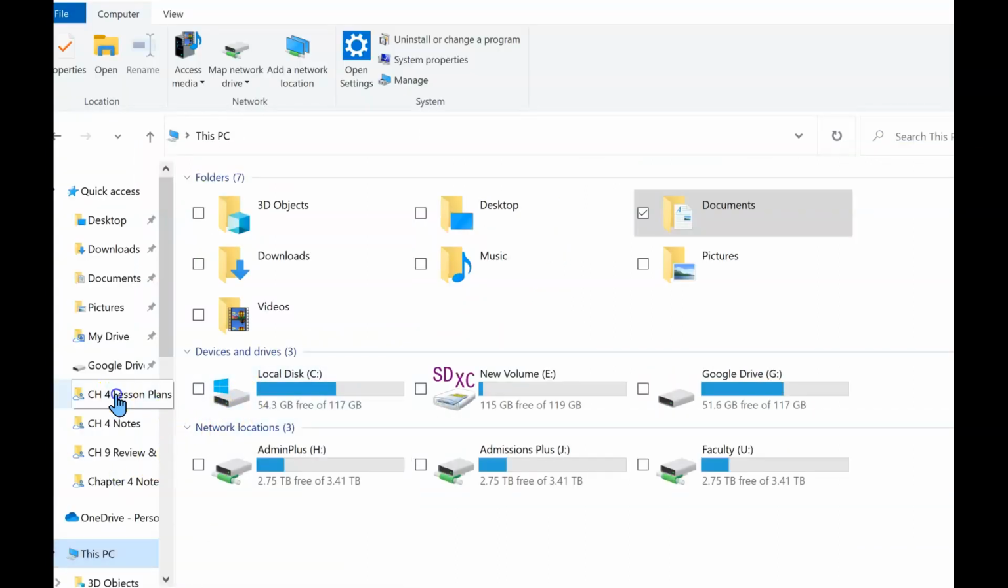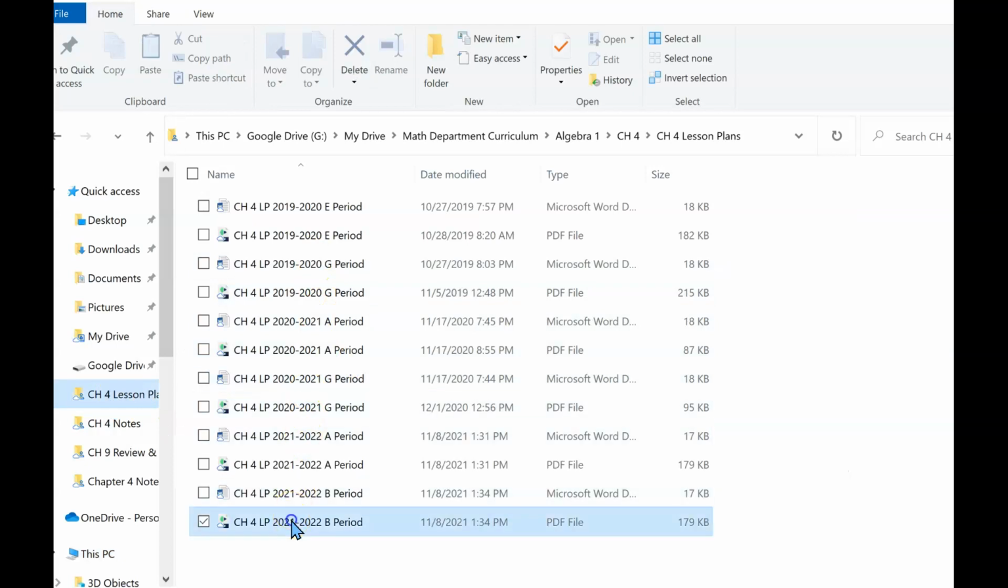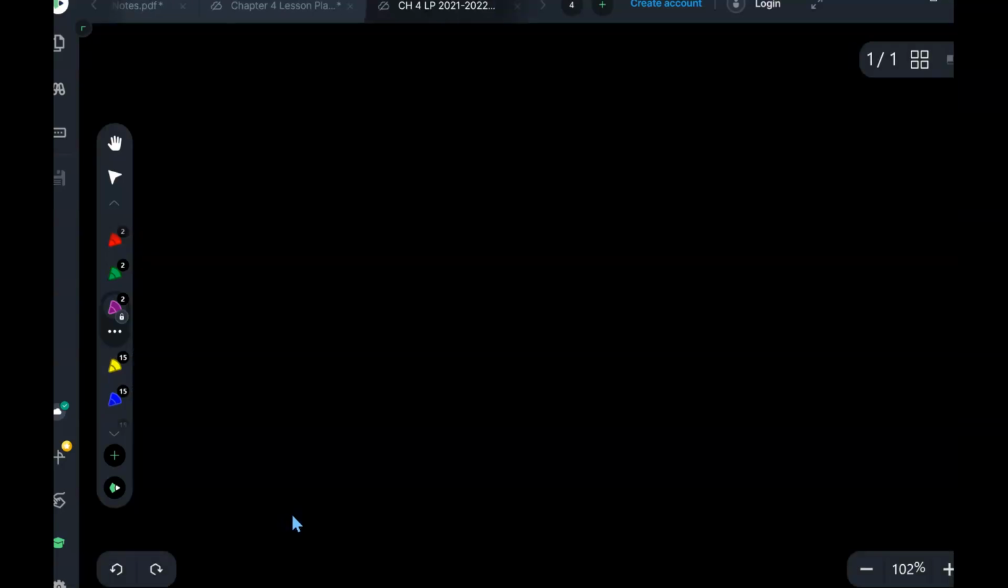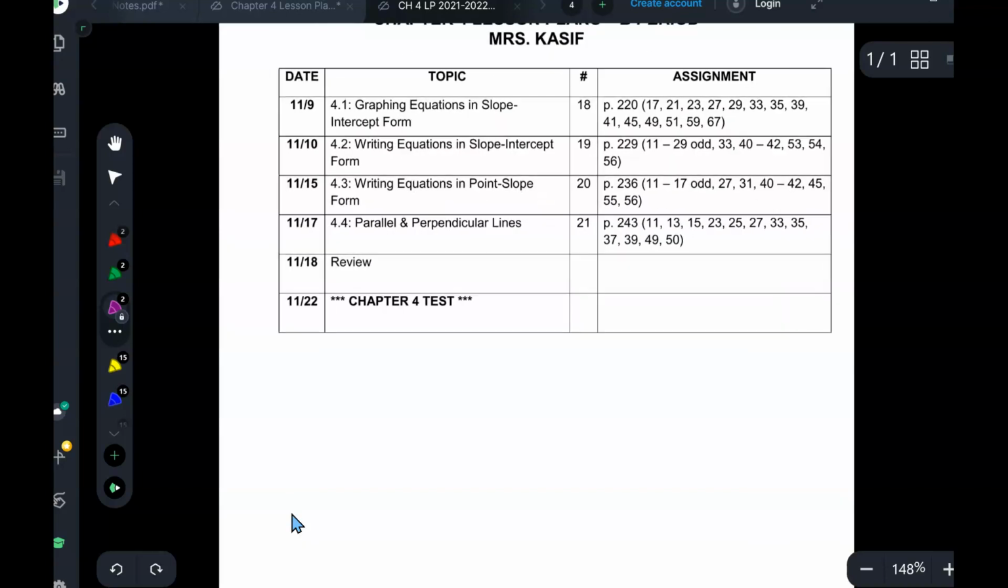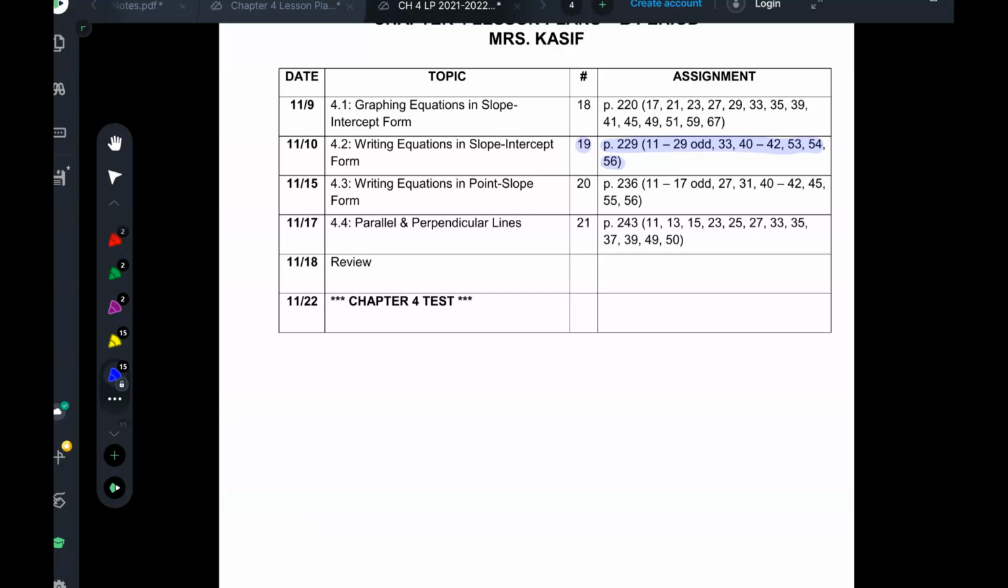Okay, so then homework assignment for tonight. You have assignment 19, page 229. So I want you to spend the rest of the time working on this homework. All right, and then that way too, you don't have so much homework over your 4-day weekend. All right, and as always, you can email me if you have any questions.